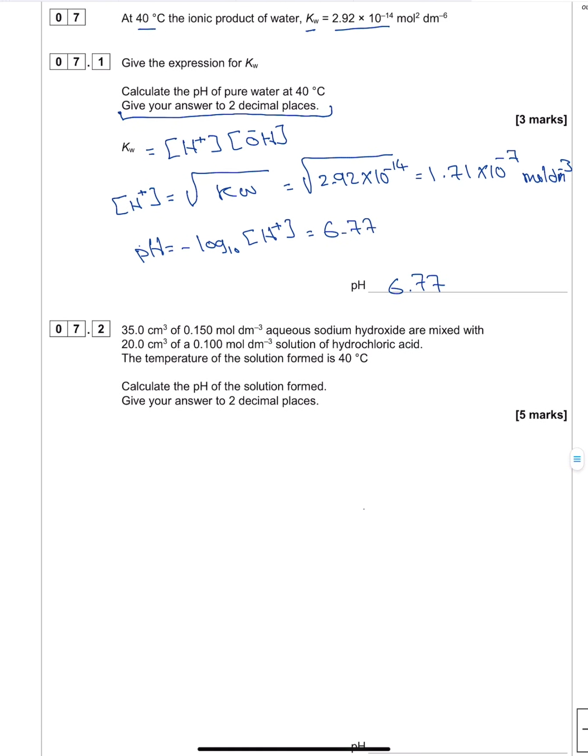The second question is now about mixing a solution of a strong acid with a strong base. So 35 centimeter cubed of 0.15 mole per decimeter cubed aqueous sodium hydroxide is mixed with 20 centimeter cubed of 0.1 mole per decimeter cubed solution of hydrochloric acid. And they want you to calculate the pH of the solution formed if the temperature was 40.